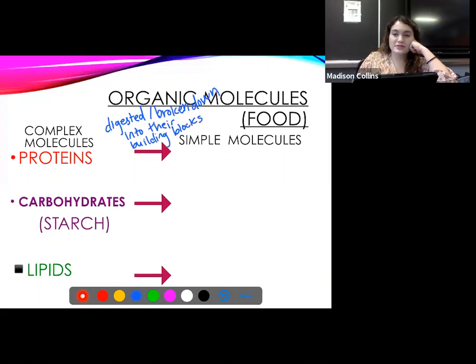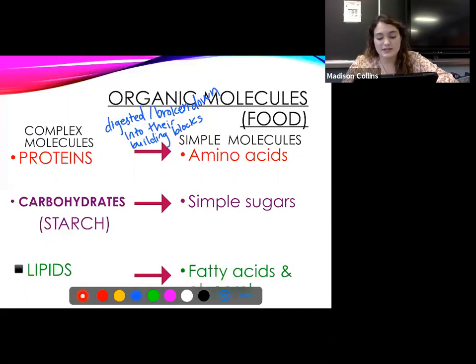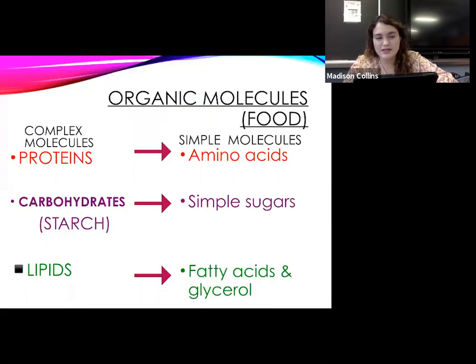So complex molecules like proteins are going to be digested into their building blocks, which is, I hope you got, amino acids, right? Next up, carbohydrates, starches are going to be digested or broken down into their building blocks, which are simple sugars. And finally, lipids are going to be digested or broken down into their building blocks, which are fatty acids and glycerol. Okay, so make sure you write those down. These concepts of biomolecules are not going away. Please make sure you remember that from last unit and can apply it to this digestion one.